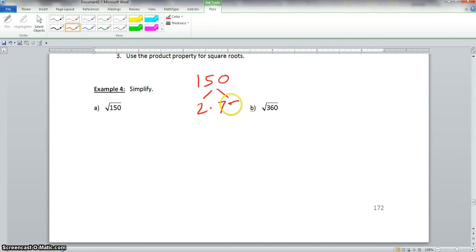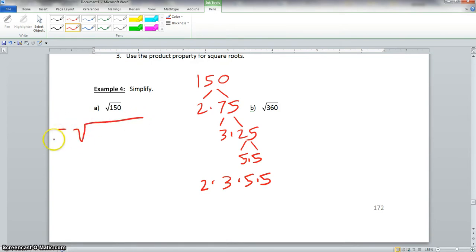We know we had 2 and 75. We will have 3 and 25. And then we will have 5 and 5. So now, our prime factorization would be 2 times 3 times 5 times 5. Now, if you look here, we could put that under the radical, and we will have 2 times 3 times 5 times 5.